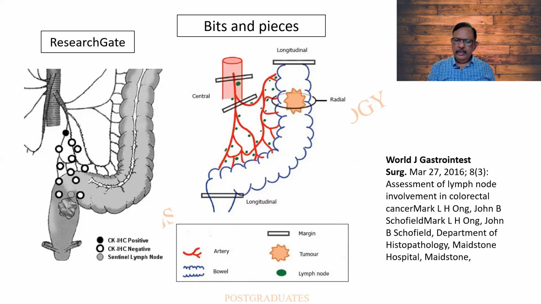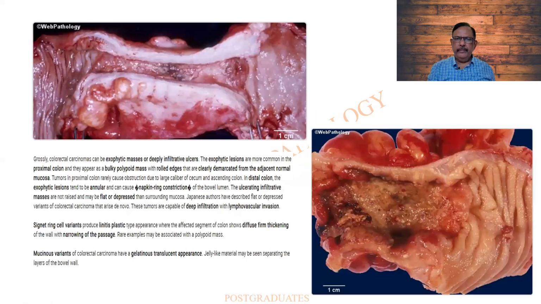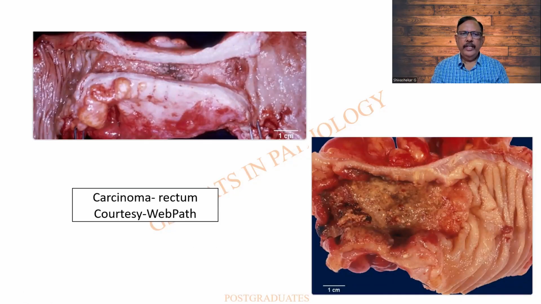Thanks to World Journal of Gastroenterological Surgery. Thanks to WebPath for these pictures. In this, I am finding an infiltrating tumor, and the wall is quite tenacious and stiff. For this reason, the patient will be having complaints of constipation and will rush to the doctor much earlier. And hence, this is supposed to be of better prognosis, but otherwise, histologically, both the cecum and the descending colon have got the same prognosis whatsoever.